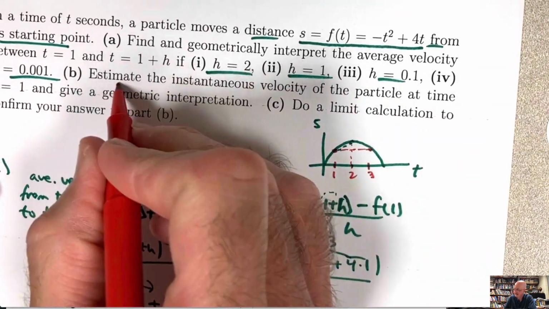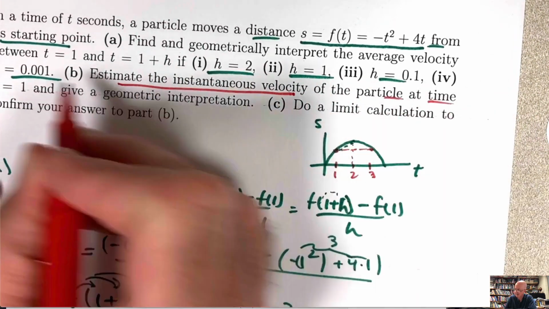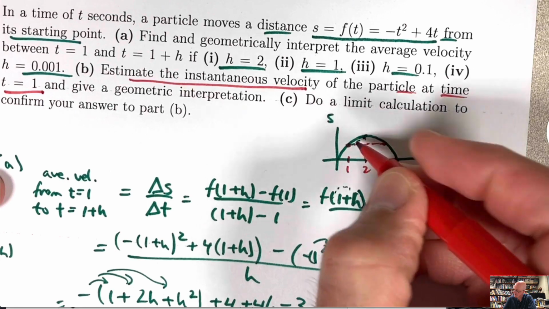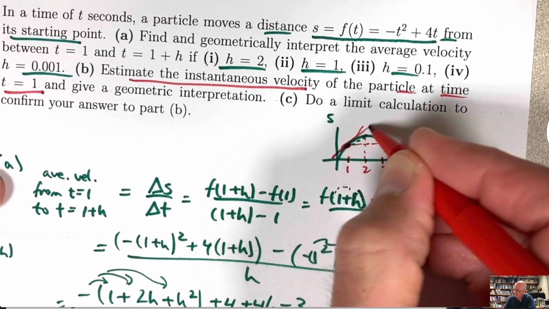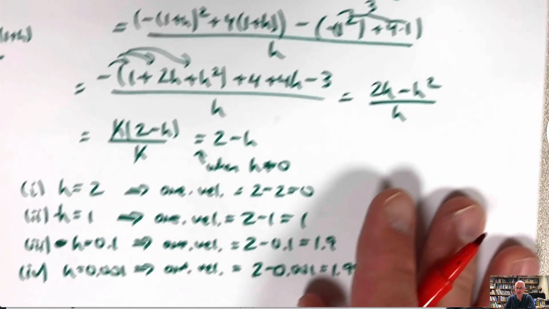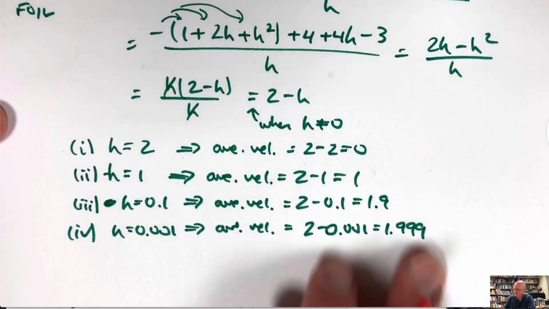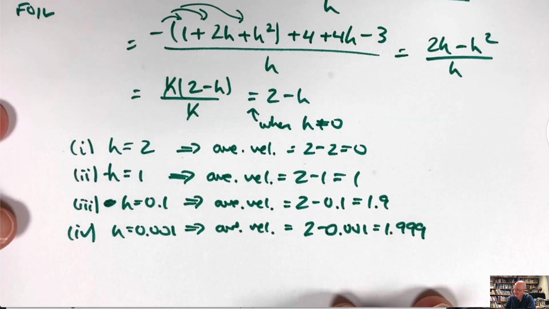Estimate the instantaneous velocity of the particle at time t equals 1. That's the slope of the tangent line. Should be pretty clear. These numbers are approaching 2. That should be the answer for part B.